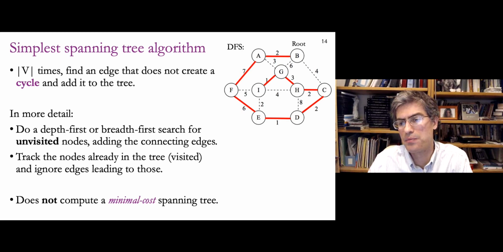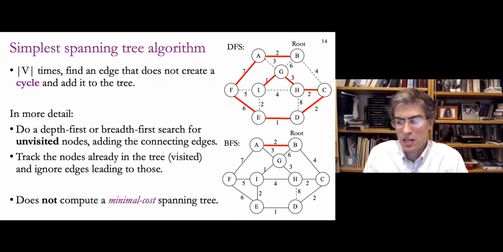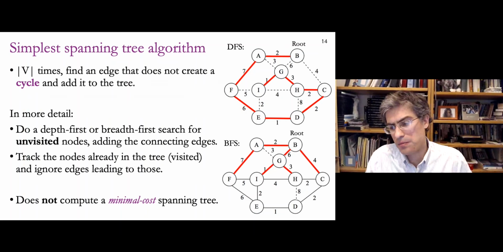We can do the same thing in a breadth first search instead, and that just fans out instead of going deep. You go wide instead of deep, but the same basic rules apply, and we find a tree.